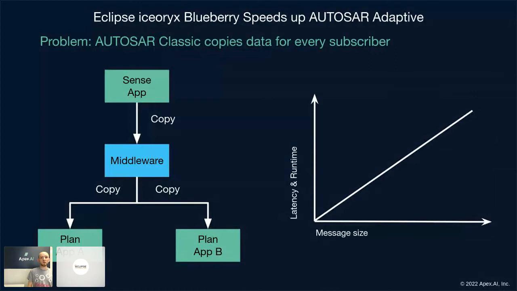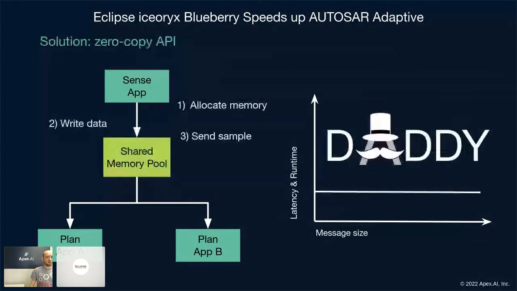Well, we can address this with a zero copy API. And now, what is a zero copy API? Again, this very same example, the feedback loop. And the Sense app here first allocates memory in a shared memory pool, then writes its data to the shared memory pool just once, a single time, and then sends the sample to the receiving applications or software components. And sending the sample here means just exchanging a pointer. So this is the reason why it's blazing fast.